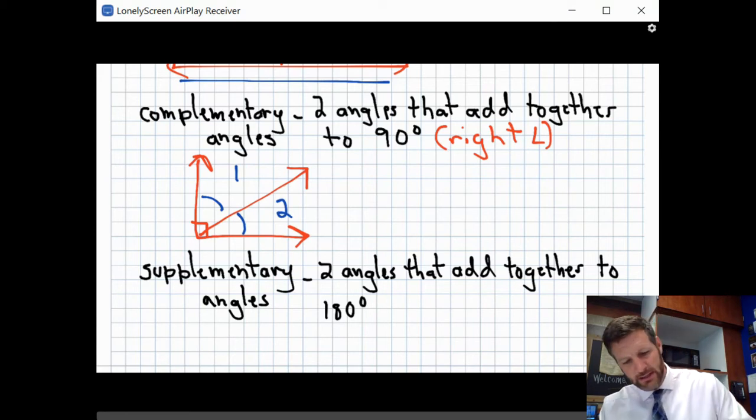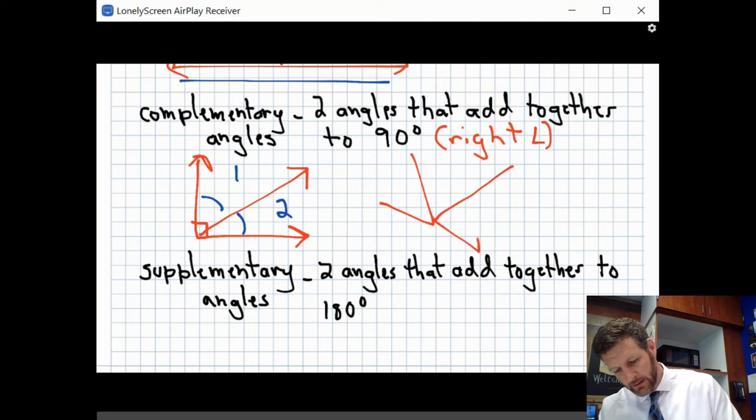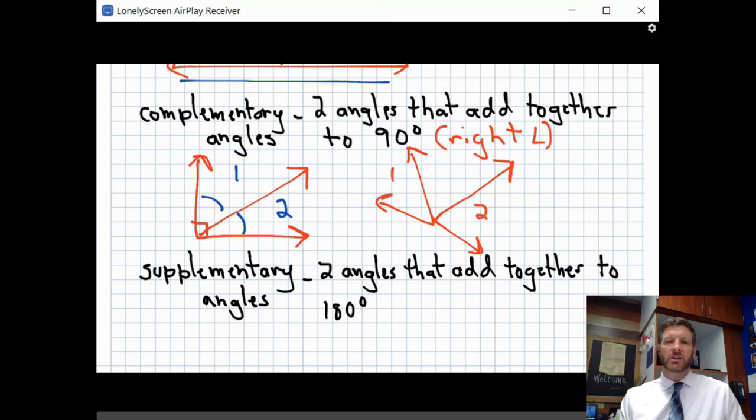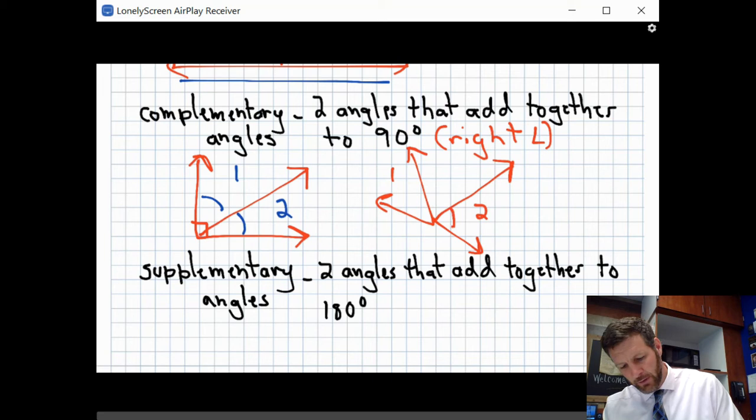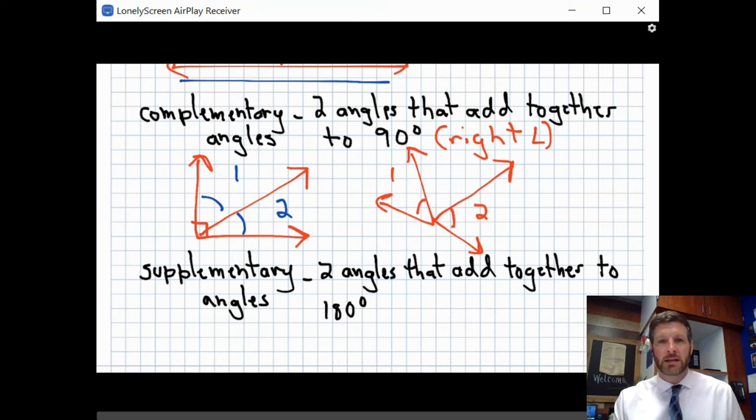Just so you know, it doesn't necessarily mean that they have to be adjacent. You could have an angle here and then maybe an angle over here. And if you were to be told that, say, angle 1 and angle 2 are complementary, even though they're not adjacent to each other, you could know, well, that just means that if I add those two angles up, they're going to add up to 90 degrees.